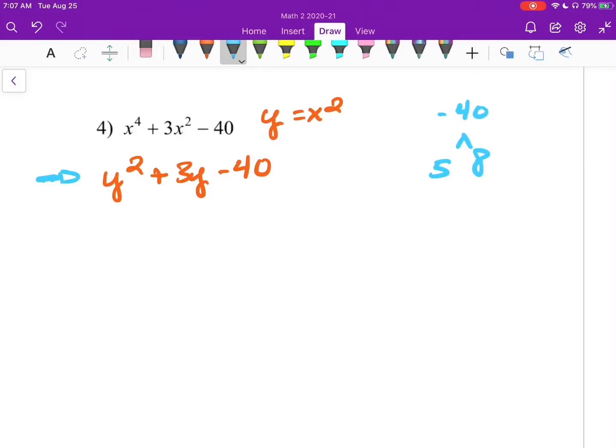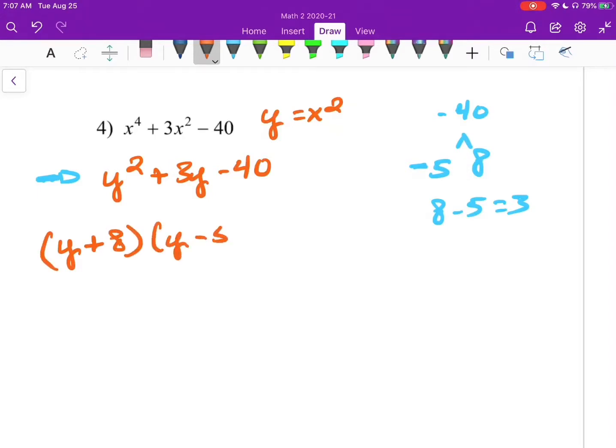Those can add up, those can make a 3. It needs to be a positive 3, so I guess it's going to have to be a negative 5, right? Because 8 minus 5 is 3. So our next step is going to be y plus 8, y minus 5.